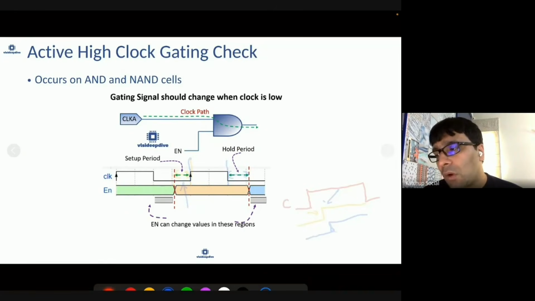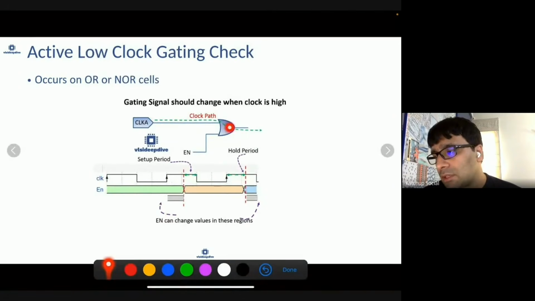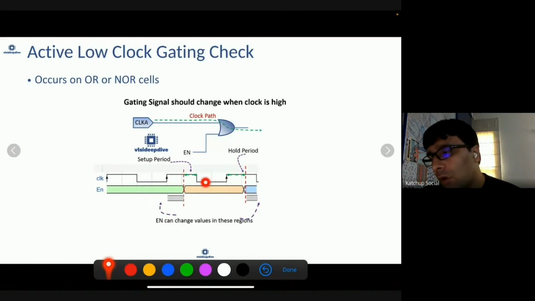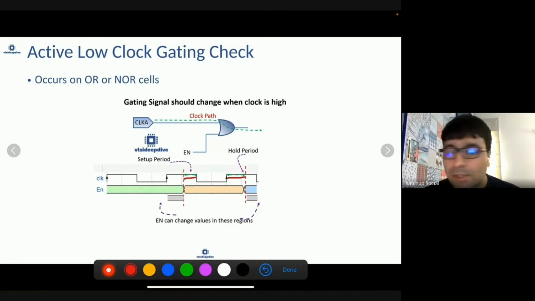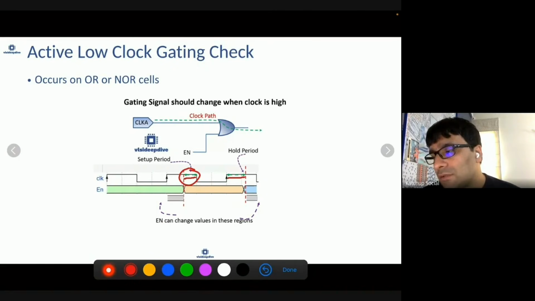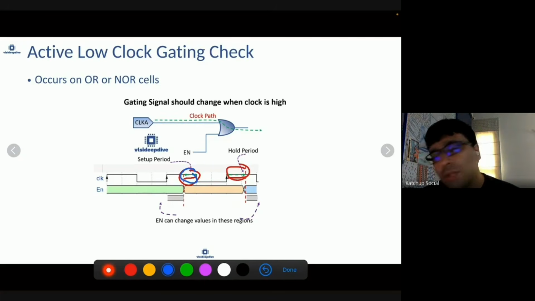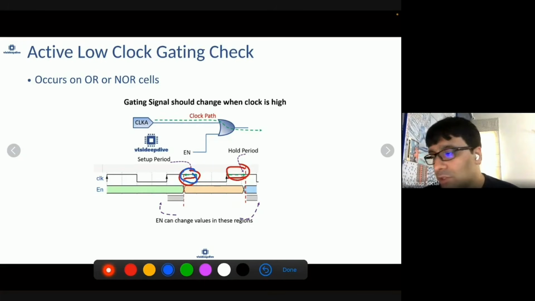If the cell is an OR gate, which is the case here, then during the low value of the clock, sometime before that and sometime after that, the clock enable cannot change. And this is what your setup and hold check for clock gating will check. It will check that during this period your enable cannot change, and if it violates, it will flag a violation. And during this period, your enable cannot change for an OR gate.